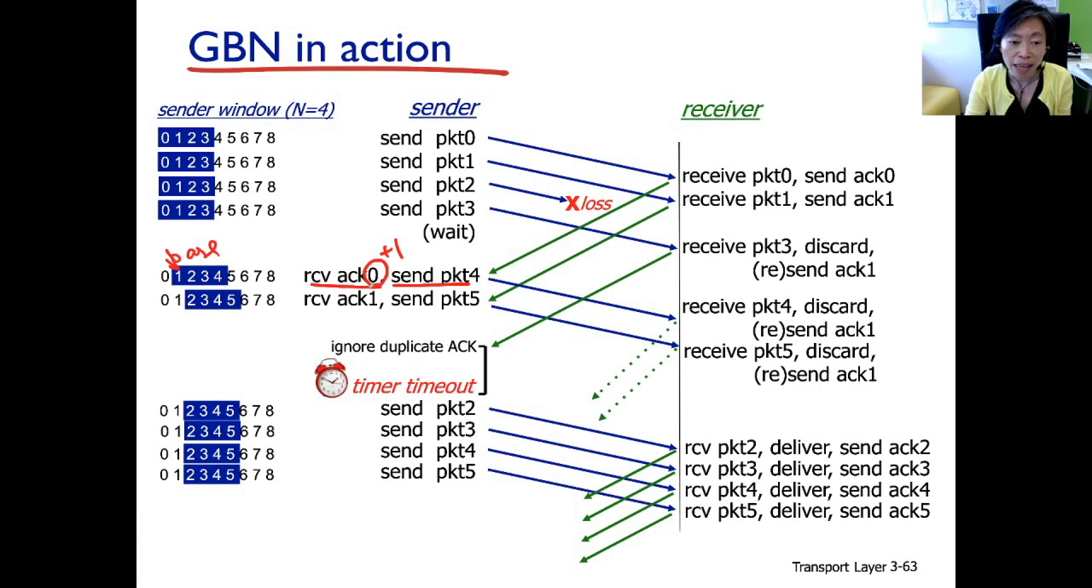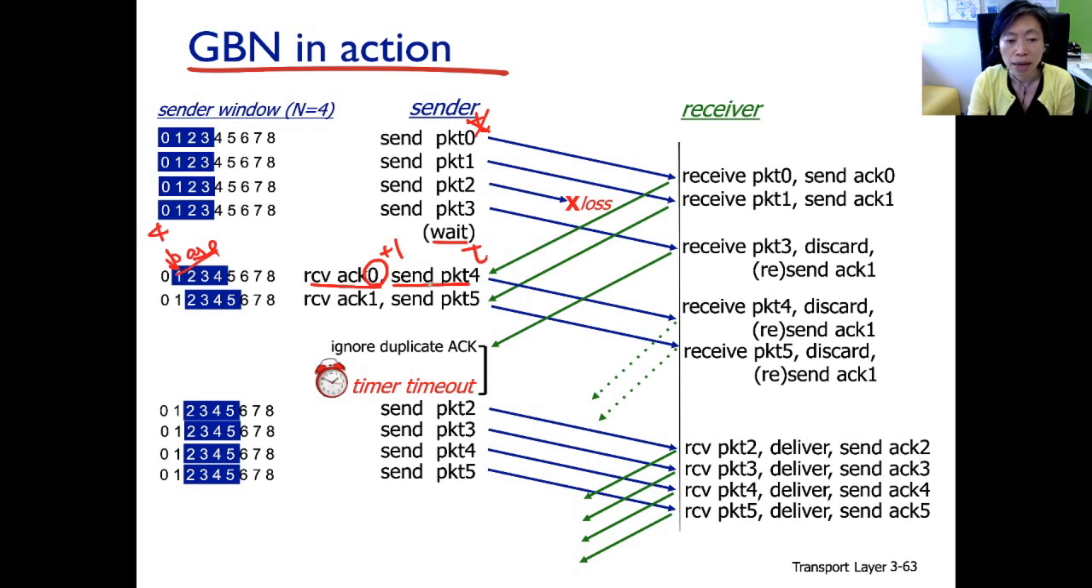So base is 1, and nextseqnum was previously 4. That's why we are waiting here. So we cannot stop the timer. Instead, we restart the timer. The original ticking timer will be canceled and we restart it, and that timer is going to be associated with the new base, which is 1 over here.